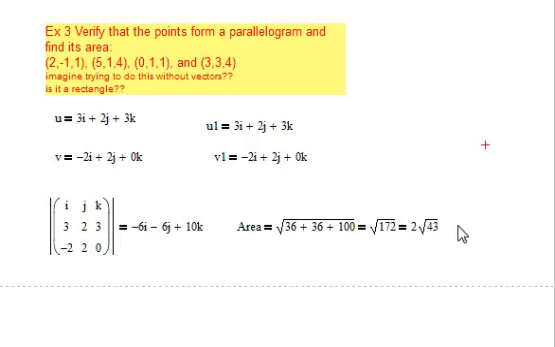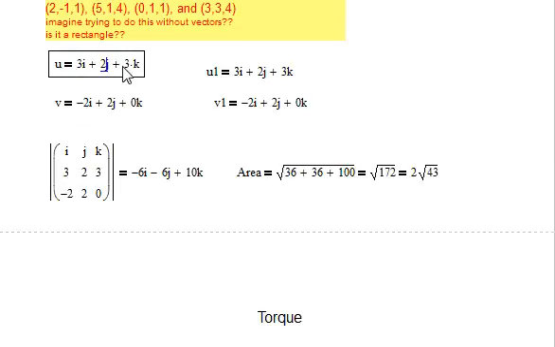Now, question, is it a rectangle? Well, if the area of this parallelogram is 2 square roots of 43, and that equals the length of this vector times the length of this vector, then in fact, it's a rectangle, but we don't know. What's the length of this vector? Square root of 9 plus 4 plus 9. So square root of 22. This vector is, let me see, square root of 4 plus 4, square root of 8, 2 square roots of 2. We got the square root of 22, we got 2 square roots of 2, times square root of 8 if you want.